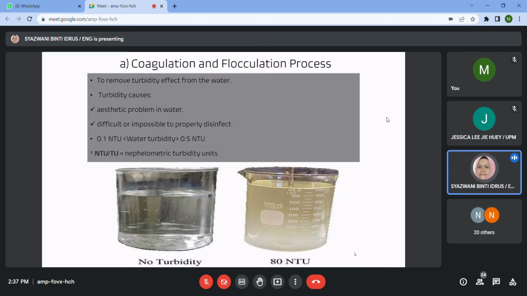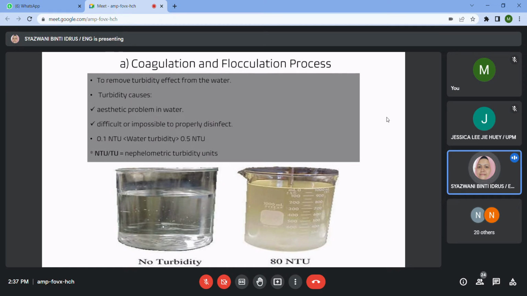If you can see clearly, look at the beaker down here. If you can see clearly through the beaker, meaning to say that the turbidity is low. So comparing between these two beakers, you can see that the one on my right side is 80 NTU, and the one on my left side is low turbidity. So this is the reason why we have to conduct the process of coagulation and flocculation.